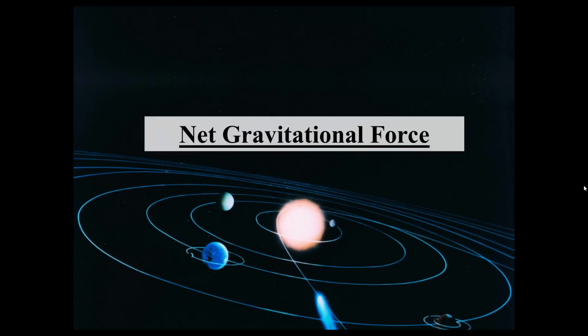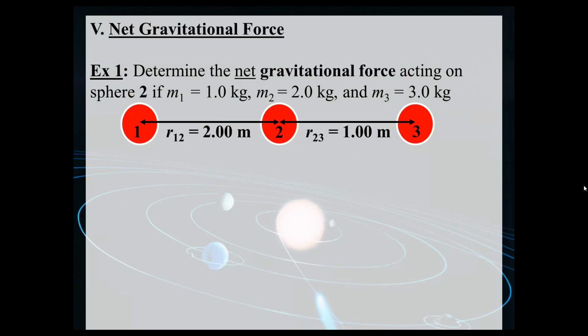Hello, Physics 20s. In today's lesson, we are going to continue our discussion of the gravitational force of attraction between two objects. Although this time around, we're going to look at objects that are subjected to more than one gravitational force. If we're subjected to more than one gravitational force, there will be a net gravitational force acting on the object. And we'll continue to use Newton's universal law of gravitation to do this.